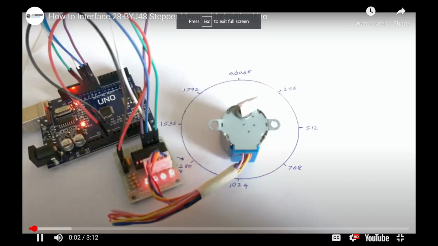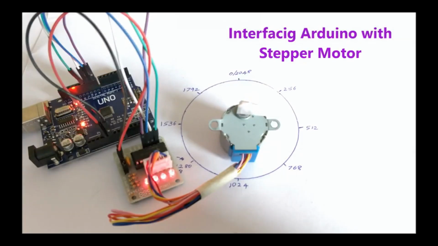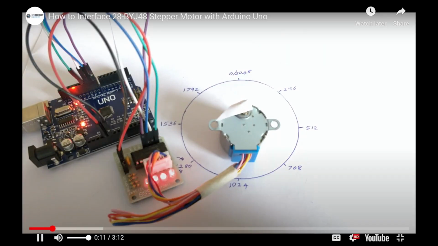Hello guys, welcome to another video of Circuit Digest. In this video, I'll show you how you can interface a stepper motor with Arduino Uno and control it in clockwise direction as well as anti-clockwise direction, by increasing the angle.